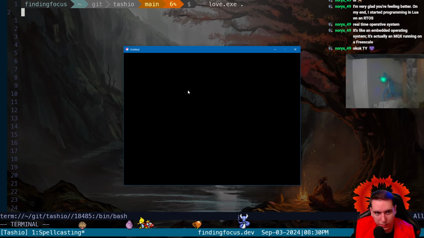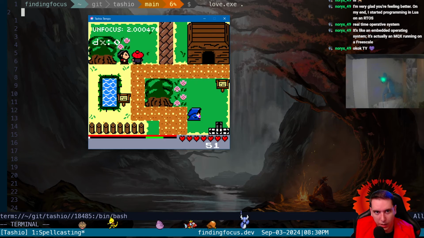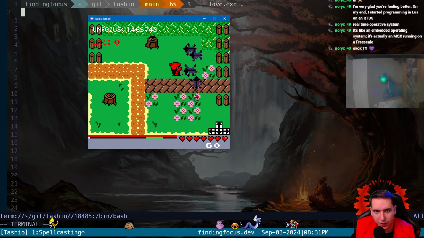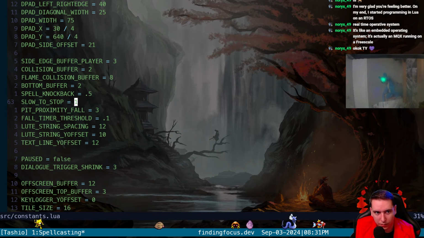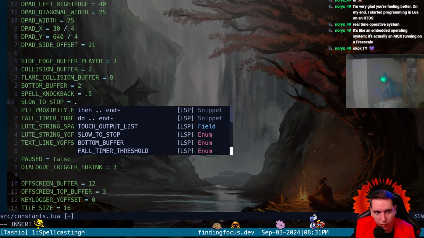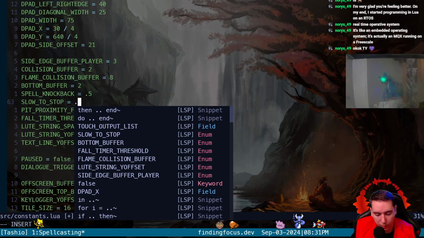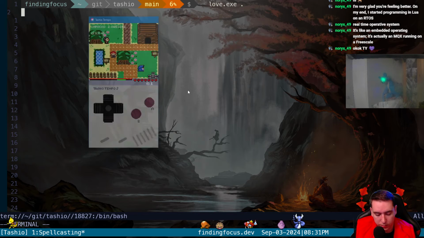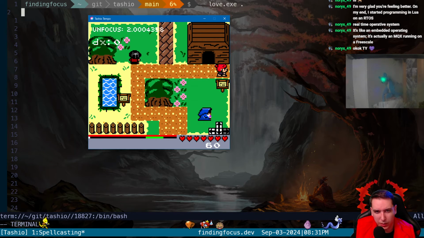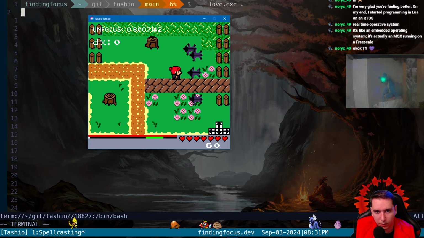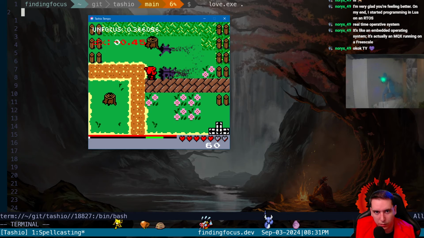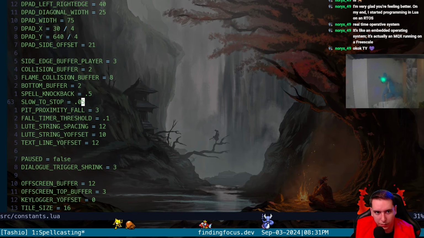Let's increase slow to stop a bit. I don't know why it's busted, so I'm just taking things out to see if I can find anything. Okay, so the smaller this number is, the longer it takes to come to a stop. So if we give it a 0.05, it'll be faster than a 1. Or it'll slow us down slower. Okay. Oh my goodness, dude.